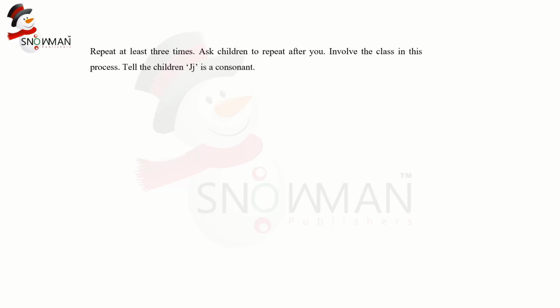Repeat at least 3 times. Ask the children to repeat after you. Involve the class in this process. Tell the children J is a consonant.